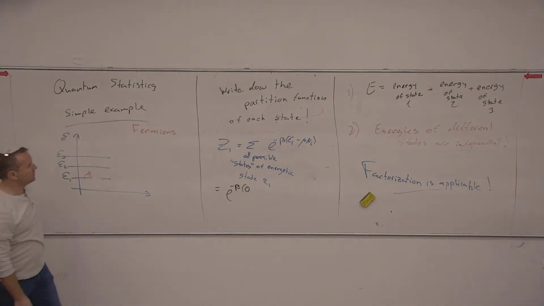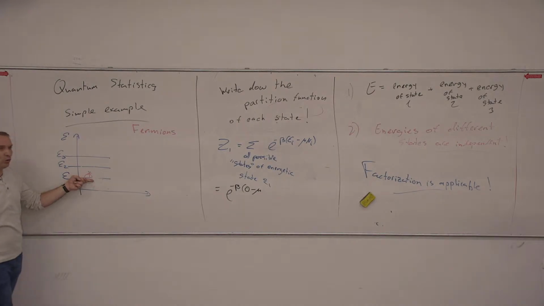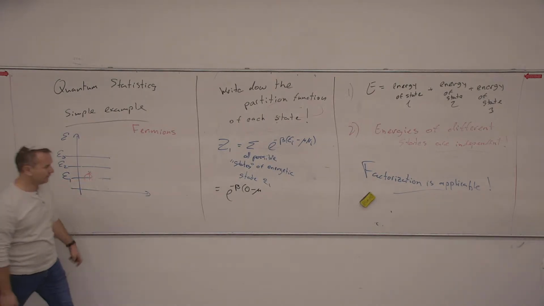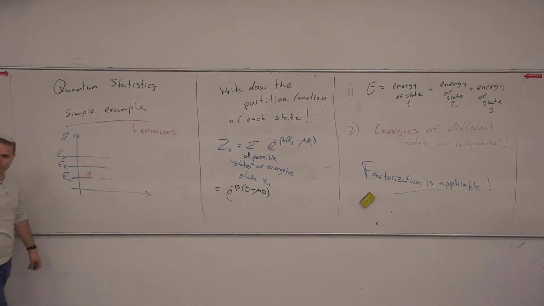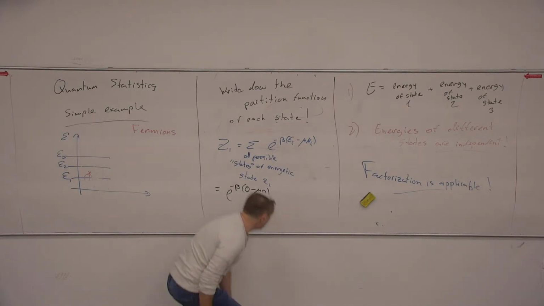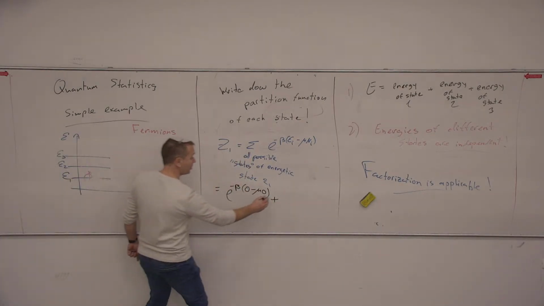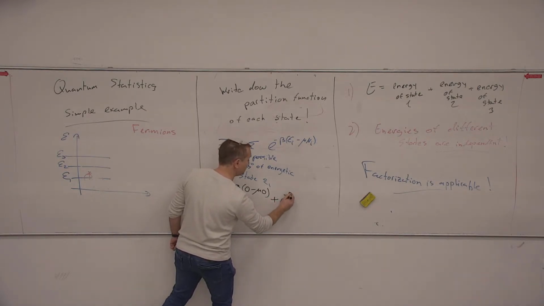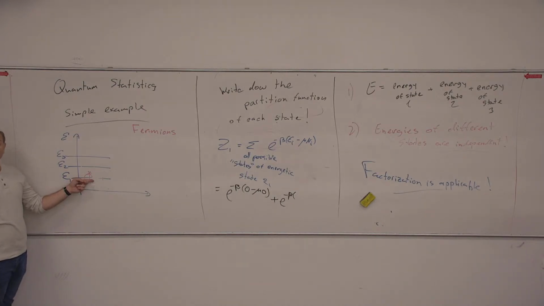Okay, we continue, so it's minus mu. No particles are occupying this state, multiplied by 0. So this is the first case. The second case, plus e to the power minus beta. Now we have one particle that's sitting in this state.